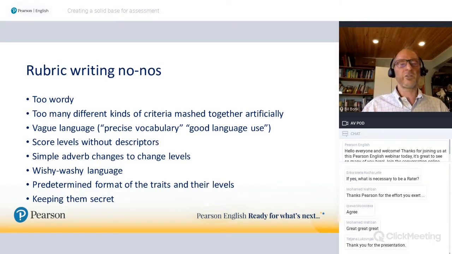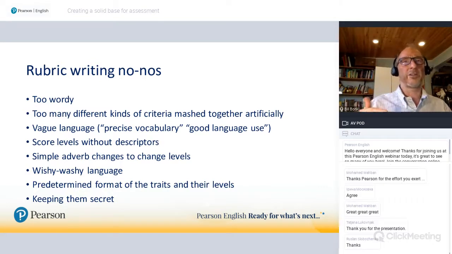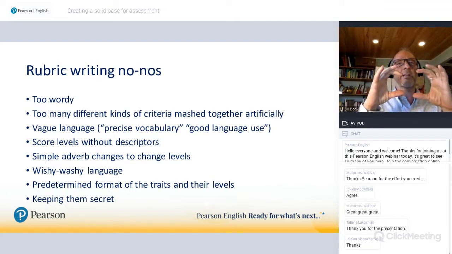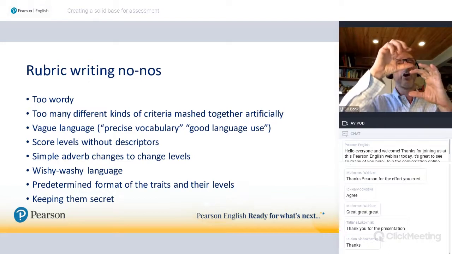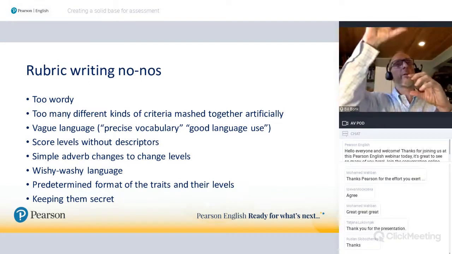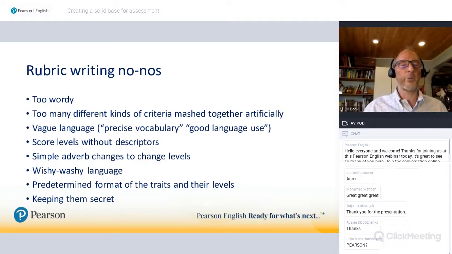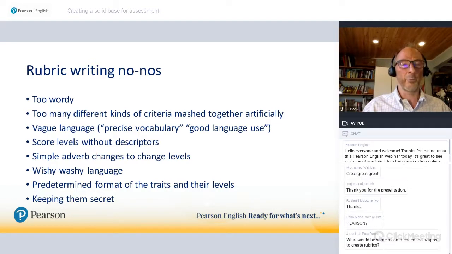Another thing to avoid is just using these kind of simple adverb changes to change the levels. Often we'll start with one level and then we'll say, oh, this is a good set of descriptors at level 3. And then we'll just say, usually does these things, always does these things, sometimes does these things. That's really a cheap way of describing performance, and it's a very bad way of constructing a rubric. You really need to look more closely at the data and not just use these kind of adverb changes to make levels. I would avoid wishy-washy language.